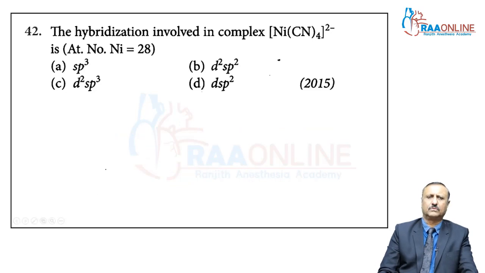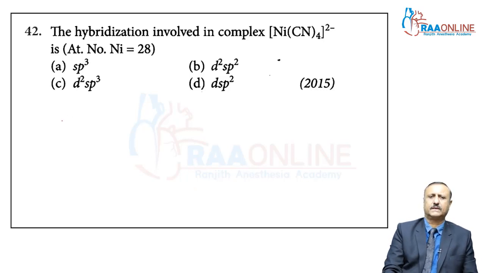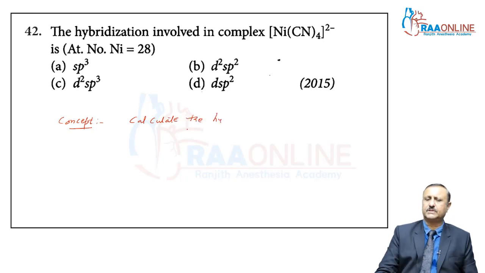Now, my dear students, we can go to question number 42. The question asks about the hybridization involved in the complex [Ni(CN)4]2-. With the concept and theory, you can easily calculate the hybridization. You can see [Ni(CN)4]2-.